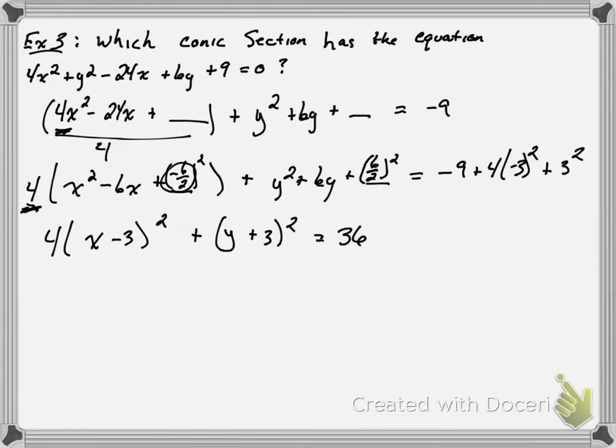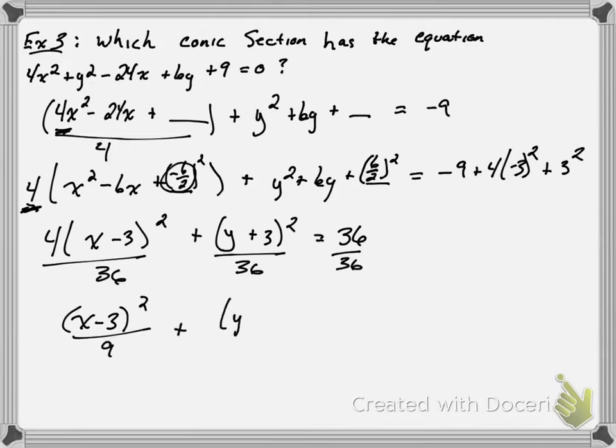So how do I know what I have to do? Well, it could be a circle, it could be an ellipse, it could be a hyperbola, it could be a lot of things. It's definitely not a parabola because of the x squareds and the y squareds. But because I have this 4 here, I want to go ahead and divide by 36. That's going to end up giving me what? Well, let's reduce. It's x minus 3 squared over 9 plus y plus 3 squared over 36 equals 1.